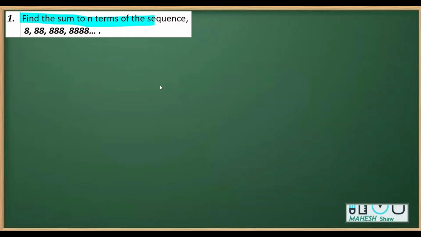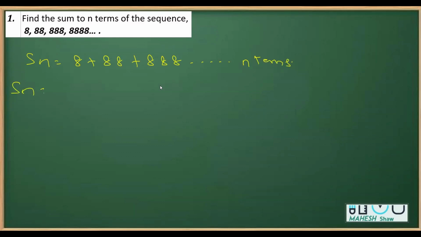In the first question, we have to find the sum of n terms of this sequence. As you can observe here, this is neither an AP nor a geometrical progression. So let me take this sum Sn as 8 plus 88 plus 888 and so on up to n terms. Now, the first thing we will do here is to take 8 as common. So if I take 8 as common, what we are going to get here is 1 plus 11 plus 111 and so on up to n terms.